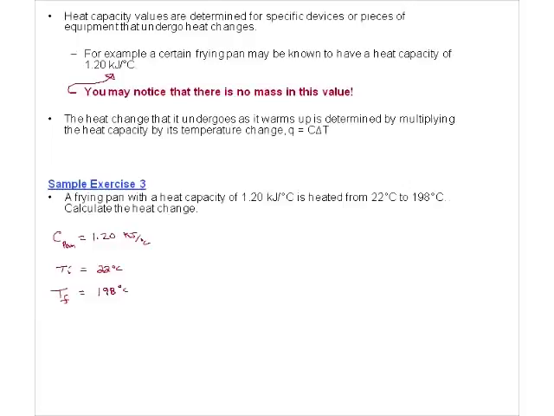So what we simply do is we say, okay, if no mass is given, then we do not include mass in our equation because the heat capacity does not have mass in it. So Q equals C, Q pan equals C pan delta T.